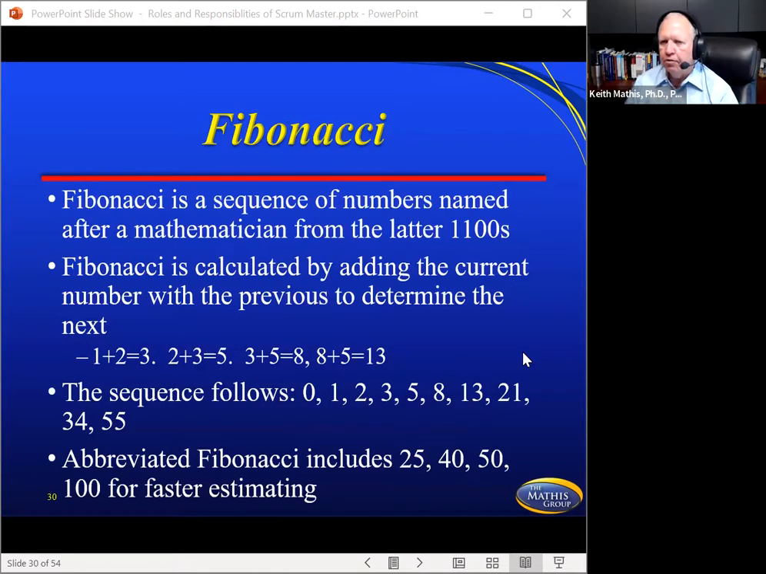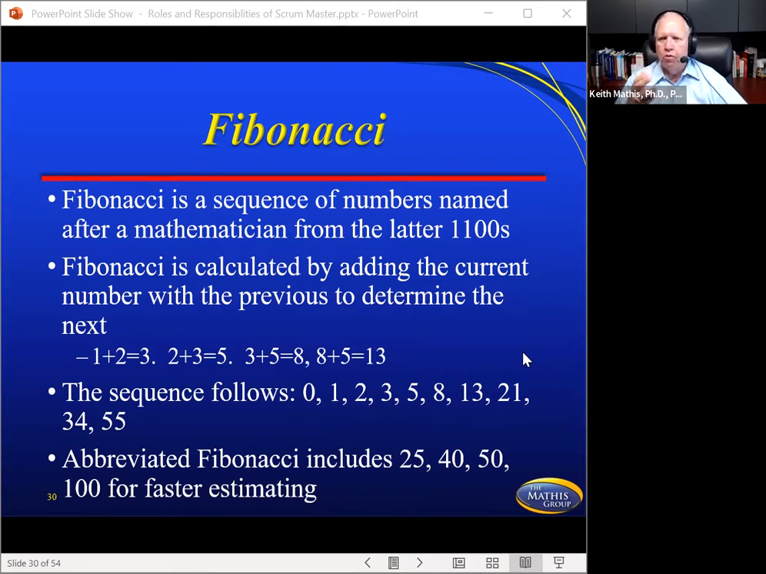The Fibonacci is something that many of you will use. This was created back in the 1100s. Fibonacci was actually a mathematician. It's calculated by adding the current number with the previous number. When you realize how they come up with the numbers, it's not that big of a deal.